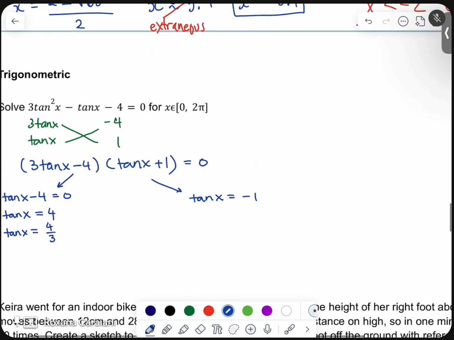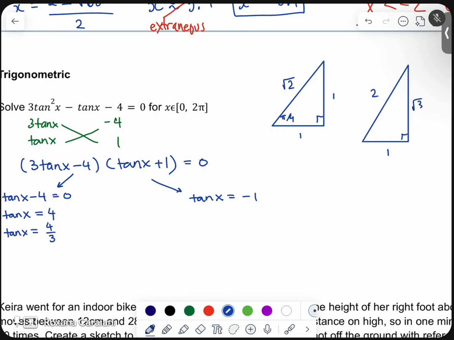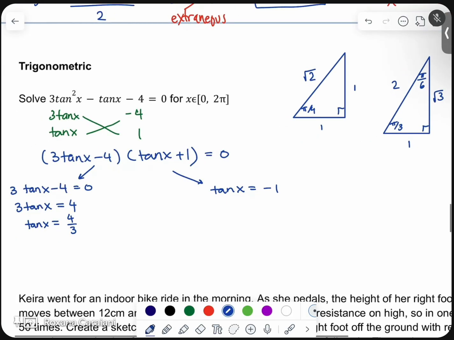I'll just draw our special triangles on the side here as a reminder. So we have the isosceles pi over 4 triangle. That's 1, 1, root 2. And we have the equilateral triangle that was cut in half. That's 1, 2, root 3. At the bottom, we have pi over 3 and pi over 6 at the top. Okay. And yeah, 4 over 3, obviously not there.